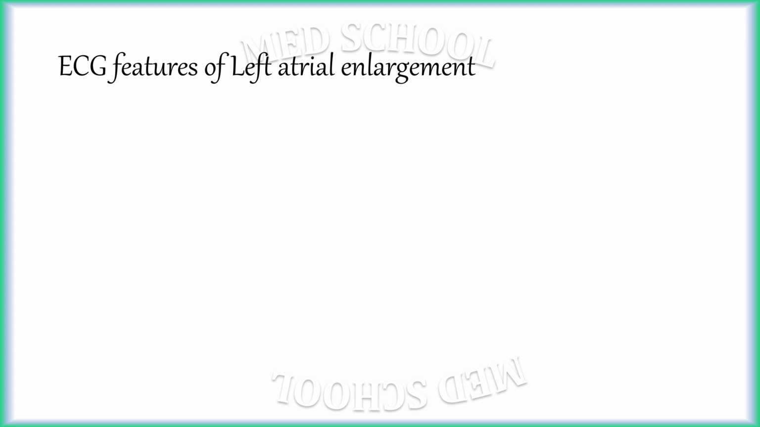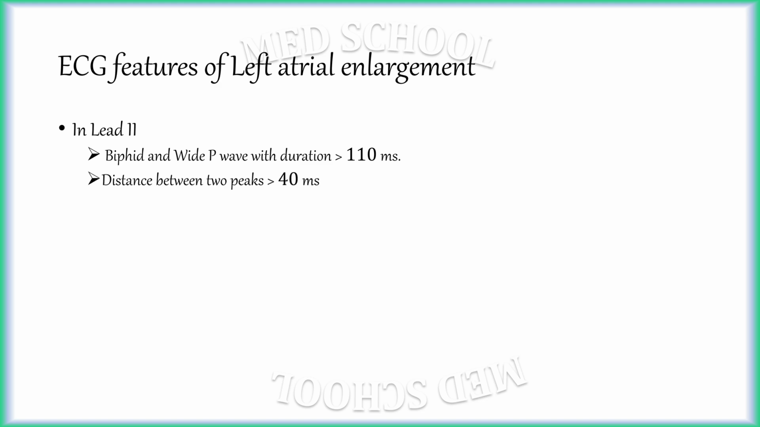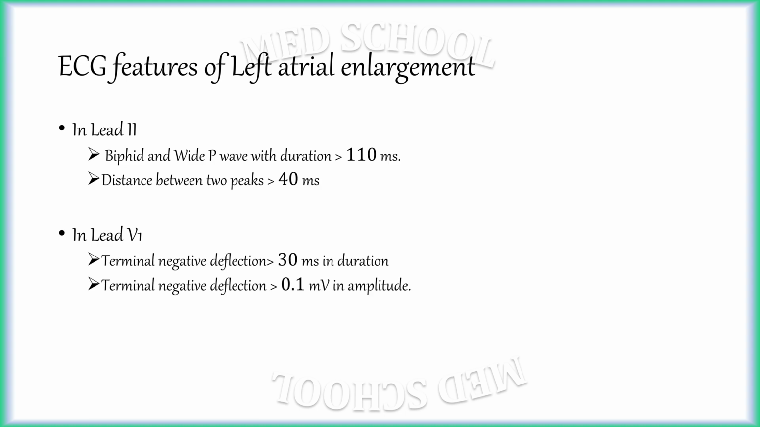So ECG features of left atrial enlargement in lead 2 are bifid and wide P wave with duration more than 110 milliseconds and distance between two peaks, that is duration of hump more than 40 milliseconds. In lead V1, terminal negative deflection more than 30 milliseconds in duration and more than 0.1 millivolt in amplitude.